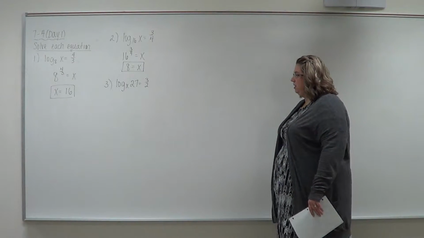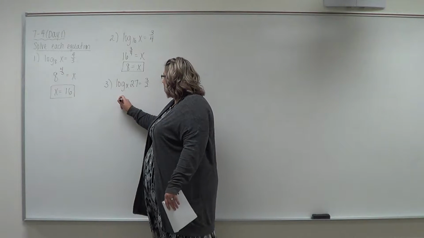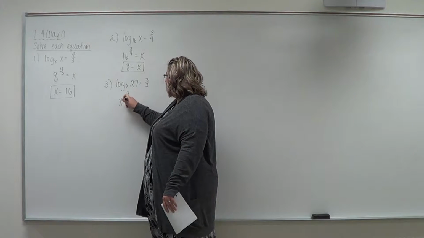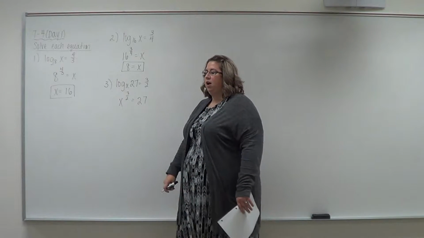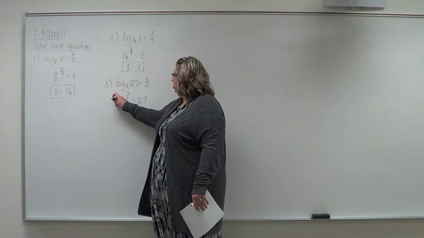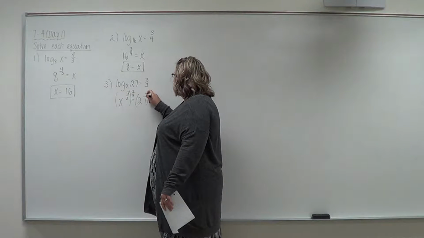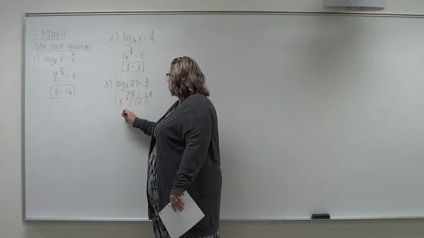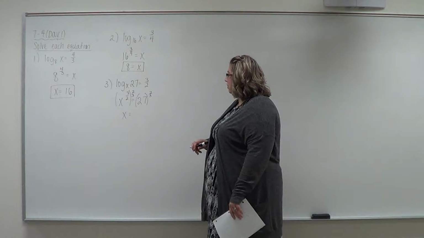Okay, this time the x is in a different spot, but you're still going to set it up the same way. So this would be x to the 3/2 equals 27. And then to get rid of the 3/2 power, you're going to take it to the reciprocal power. So I'm going to take it to the 2/3 because we have to solve for x. So I do 27 to the 2/3 power.